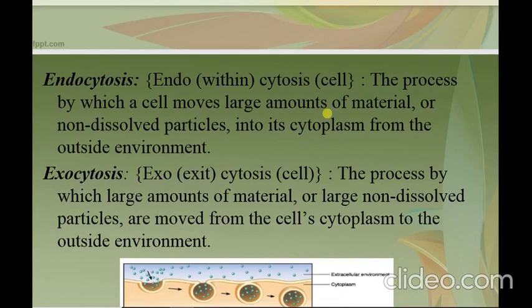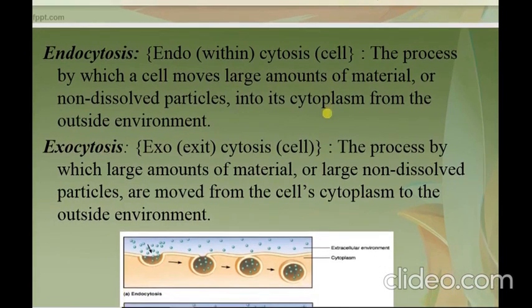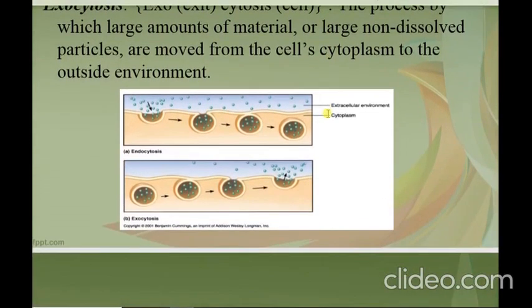Cytosis means cell. It is the process by which a cell moves large amounts of material or non-dissolved particles into its cytoplasm from the outside environment. It means the cell is bringing the material, in pharmaceutical terms the drug, into the cytoplasm of the cell. That is endocytosis. And exocytosis: exo means exit, cytosis means cell. It is the process by which large amounts of material or non-dissolved particles move out of the cell cytoplasm to the outside environment.